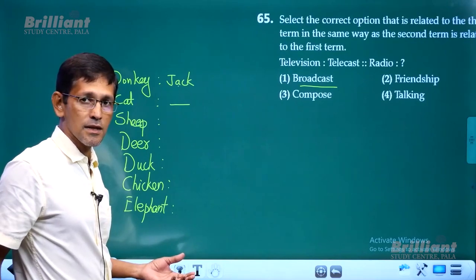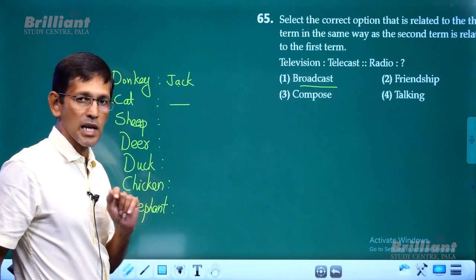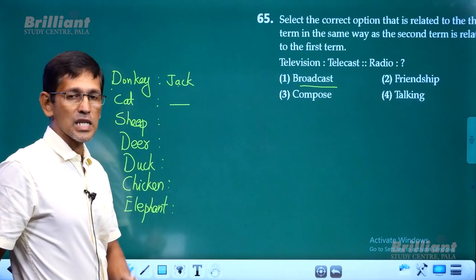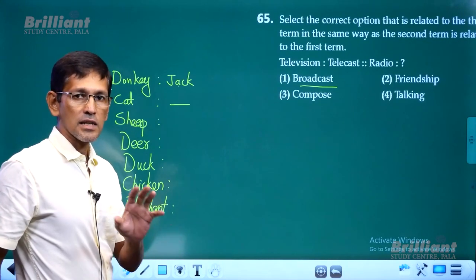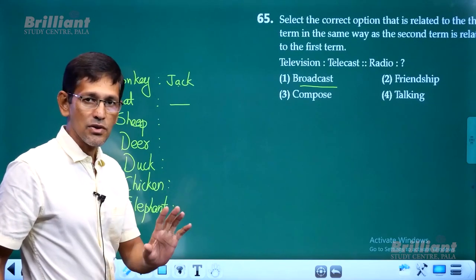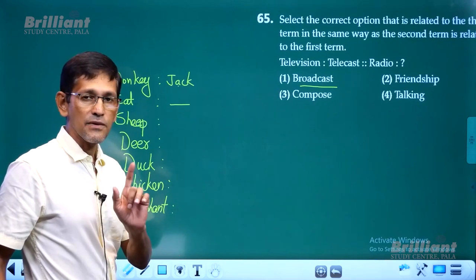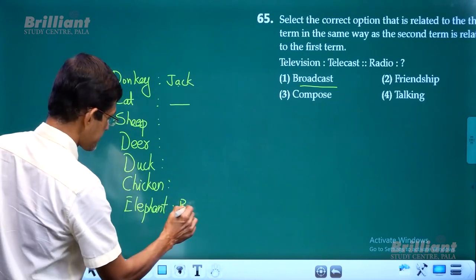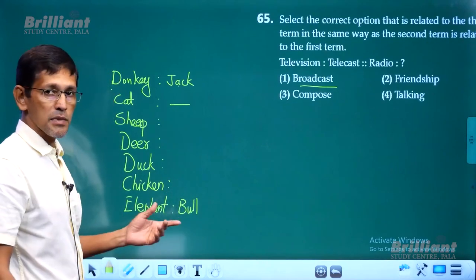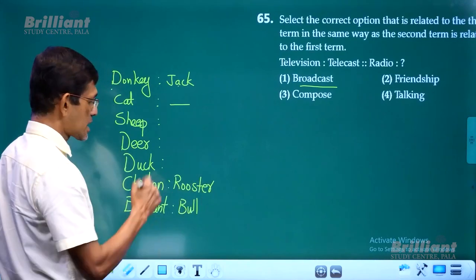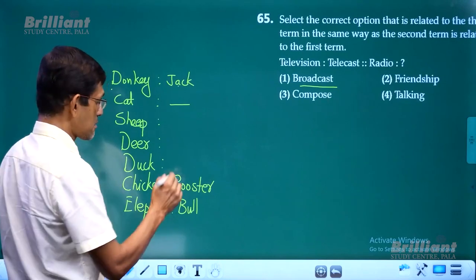He said that for male elephant, he used a specific name: bull elephant. Bull elephant doesn't have a family. Bull elephant doesn't stick on to a family. Whether it sticks on to a family or not is not important for us. For us, the male elephant is what? Bull elephant. And what's a female elephant? It's a cow elephant. So male elephant is bull. And chicken? What's a male chicken? Male chicken is rooster. And duck? Male duck? Any idea? Male duck is drake.